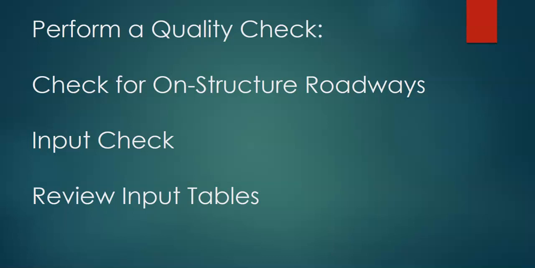All right, so our model is built. So let's perform a quality check and let's check a few things. We'll check for on-structure roadways. Those are the roads that cross over another road. We'll look at the input check feature, and then we'll review some of the input tables.